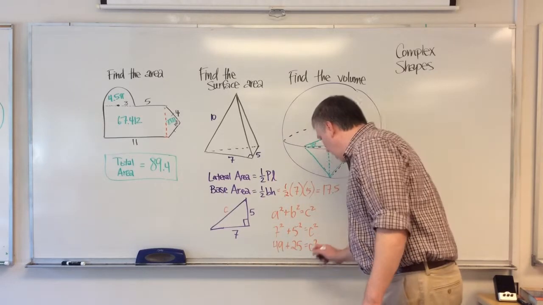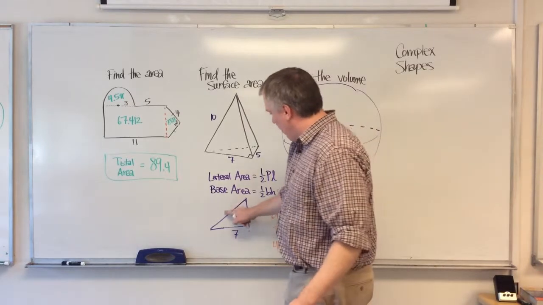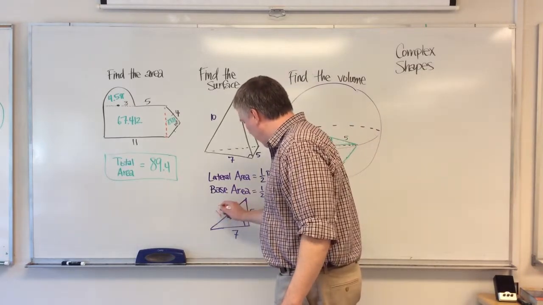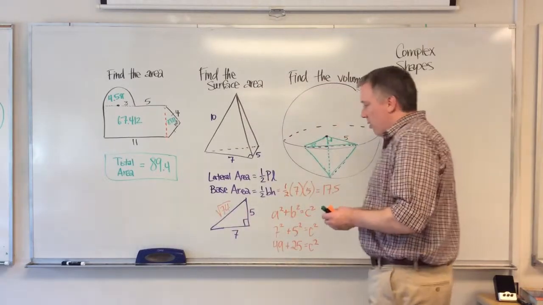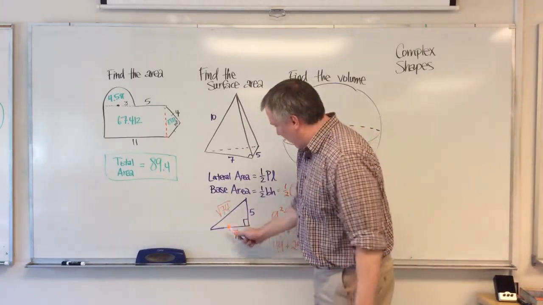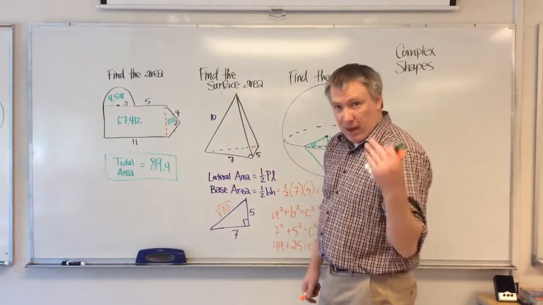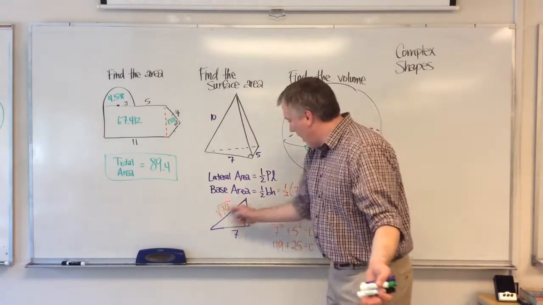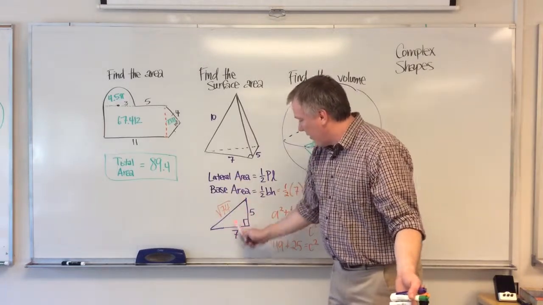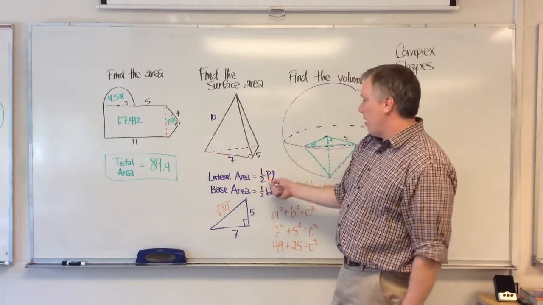Add those together and I will get 74, and then I take the square root. So this is the square root of 74. Now, when you add these all together, 5 plus 7 plus square root of 74 for your perimeter, that's something to use your calculator for. A lot of these problems you're going to end up using your calculator. That added up, 5 plus 7 plus square root of 74, is the perimeter of my base, and that's what I plug in there.